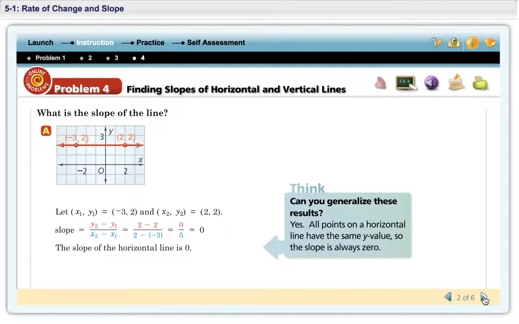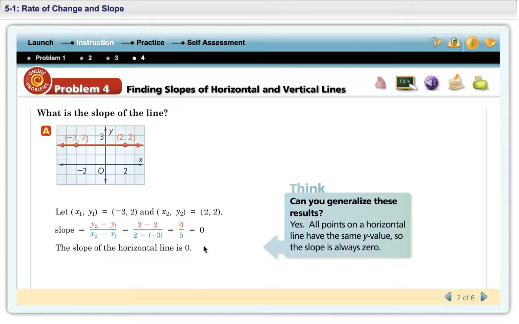Well, we know the formula from the last problem, and it's the difference between the y's divided by the difference between the x's, right? So if you talk about the difference between the y's, there is no difference between these y's, right? This one is negative 3 comma 2. This one's 2 comma 2. So there is no difference. It's 0, right? And then from negative 3 to positive 2 is 5. So our slope here is 0 divided by 5. And so the slope of a horizontal line is 0 because you can divide 0 by a number and get 0.